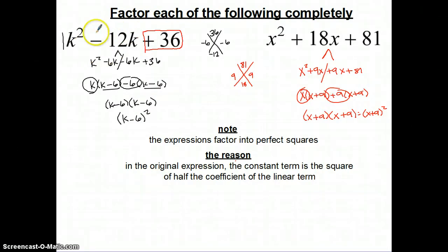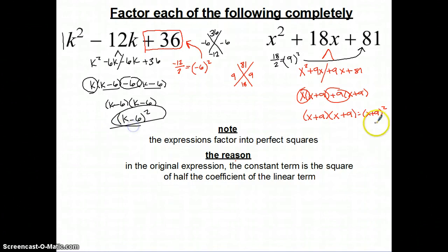So if I take this negative 12 and divide it in half, so negative 12 divided by 2, I get negative 6. If I square that, I get positive 36. Same thing to the right. If I take the coefficient of the linear term, 18, and divide it by 2, I get 9. Now if I square that 9, I get 81, the constant term. Because of this relationship, these will factor into perfect squares, as we saw down below.